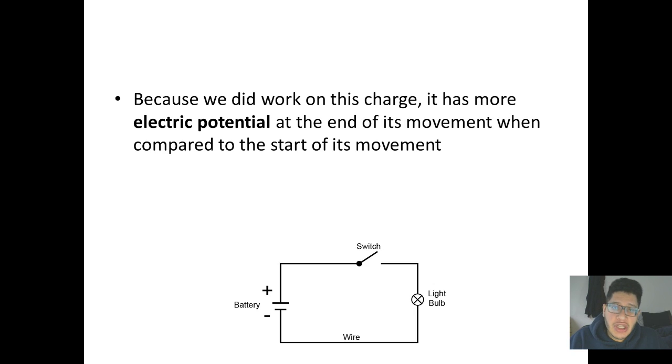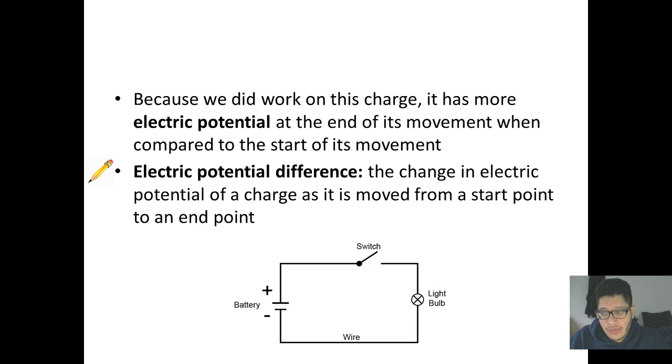So let's say that we're trying to get this charge to move. We apply some work, or we do some work on this charge, it's going to get it to move. And we can call this difference the electric potential difference. It's the change in electric potential of a charge as it is moved from a start point to an end point. So difference literally means exactly what you think it means.